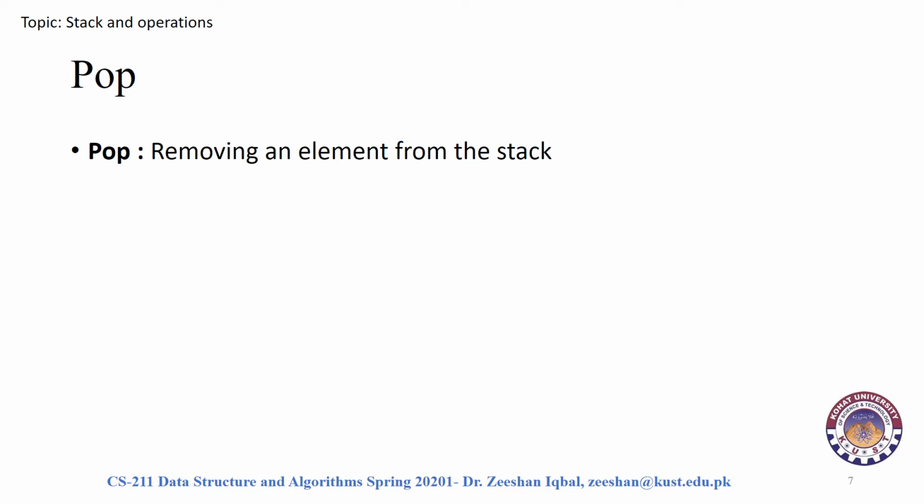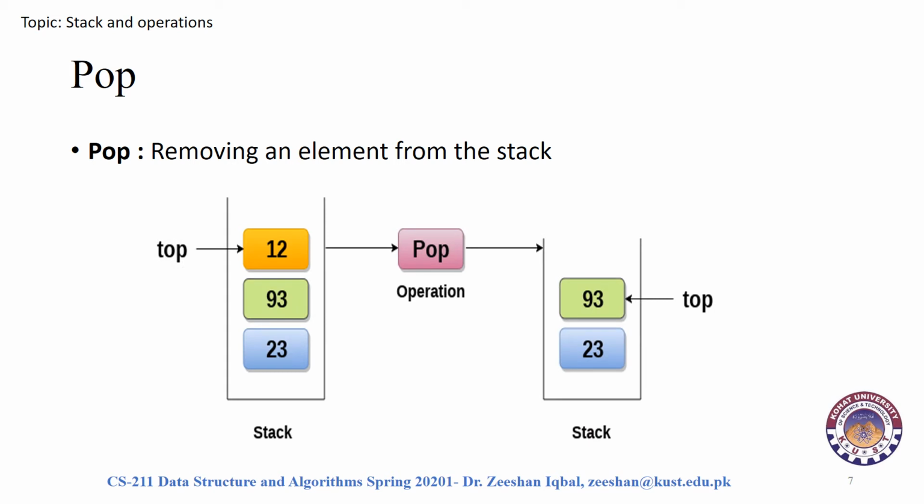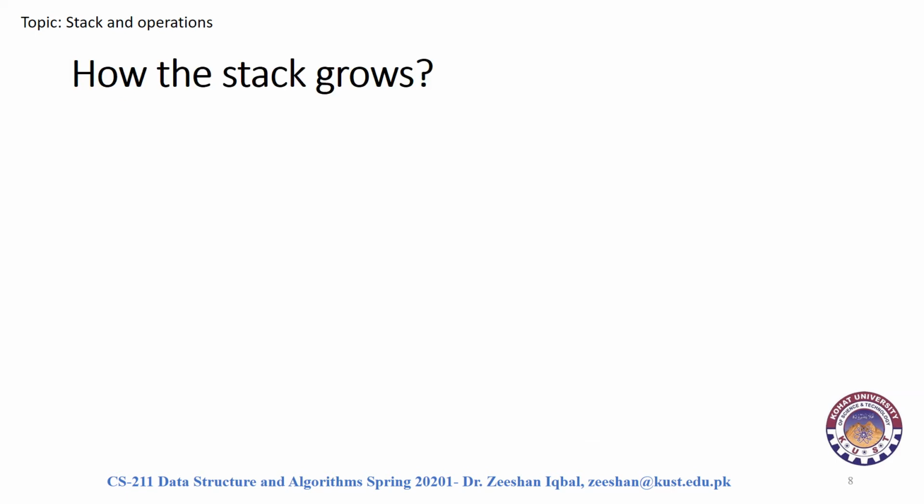Pop refers to removing an element from the stack. Here you can see in the stack there are 3 values, 23, 93 and 12. If we perform the pop operation on the stack, the top value is now 3. After the pop operation, the top value will be decreased to 2, while 12 will be removed from the top position. Now some scenarios of how the stack performs.